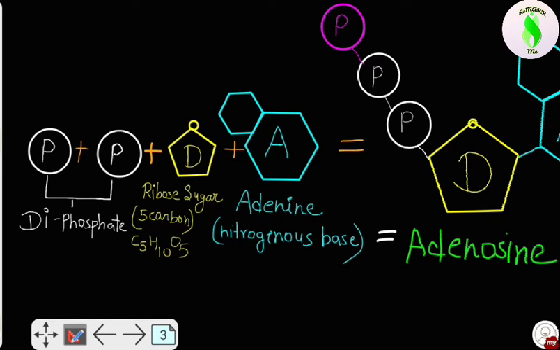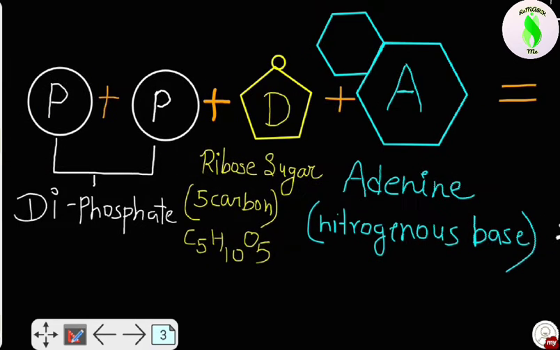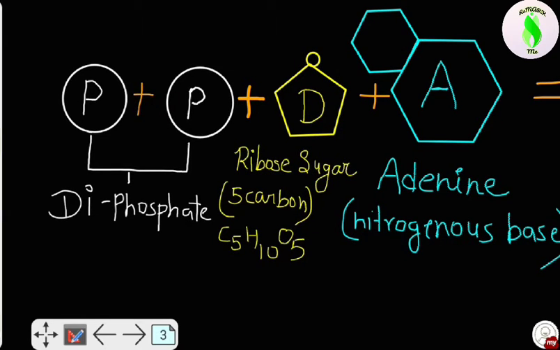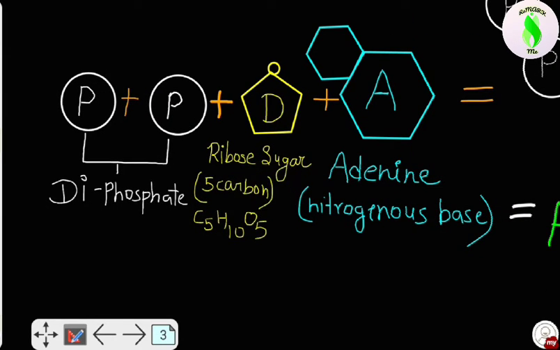And there is written D in the yellow color box, that is ribose sugar. Ribose sugar is a 5 carbon sugar. As you can see, the formula of ribose sugar is written there, C5H10O5. It is a compound made of 5 carbons. So the addition of adenine and ribose sugar will give you adenosine. Now there are 2 phosphate ions, and the addition of 2 phosphate ions is known as diphosphate. This addition of 2 phosphate ions with ribose sugar and adenine gives you ADP.